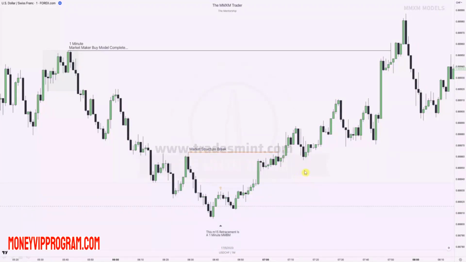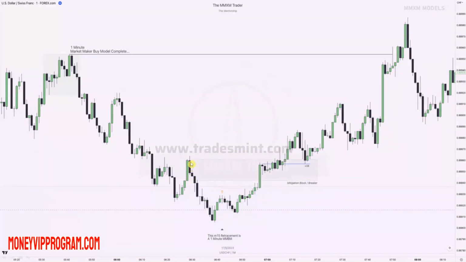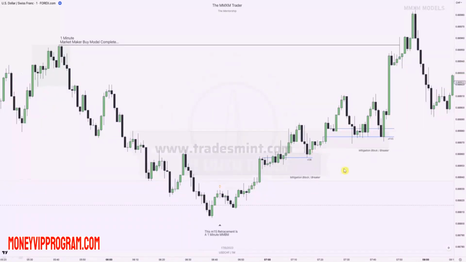So where do we get in? We've got this breaker block, right? This mitigation block over here. Now, do we form a PD array on this breaker block? Yes, we do have that bullish order block up here, right? And then price finds support up here and continues up higher.